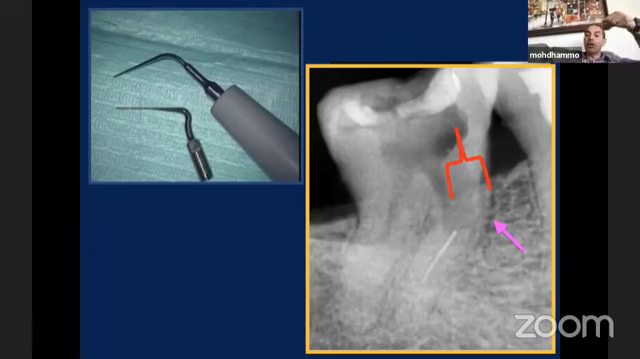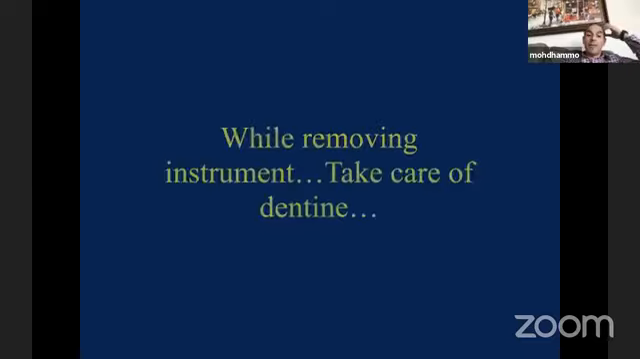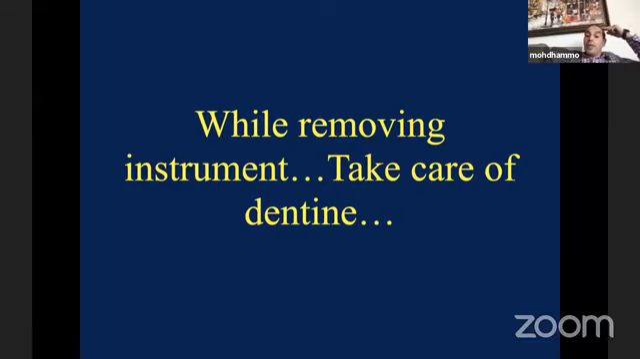Another important thing, when you see the broken instrument, you should also think about the thickness of the dentine, or the remaining dentine. Although I can see the broken instrument, I have to think, is this tooth or root narrow or not? Is there enough dentine or not? So while removing the instrument, you should take care of the dentine.